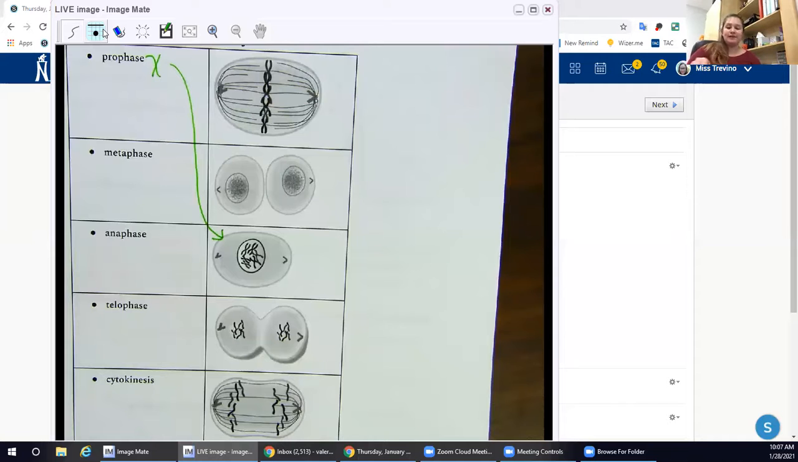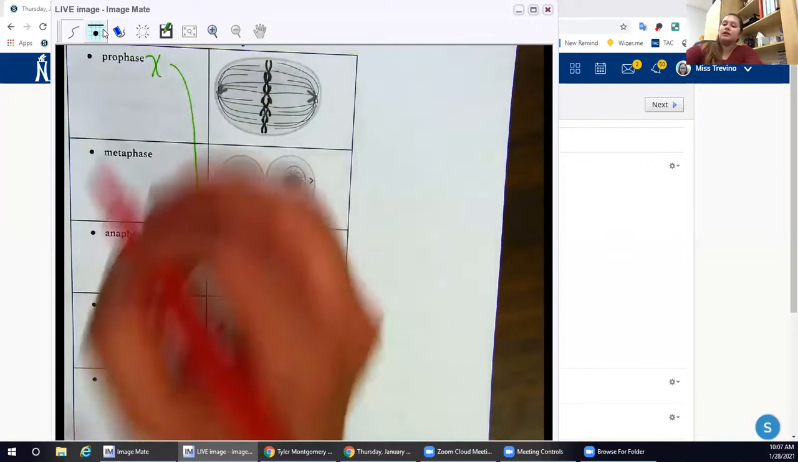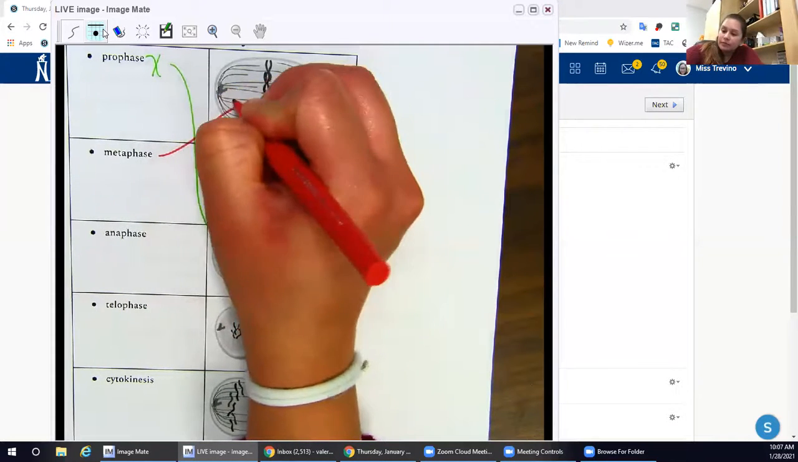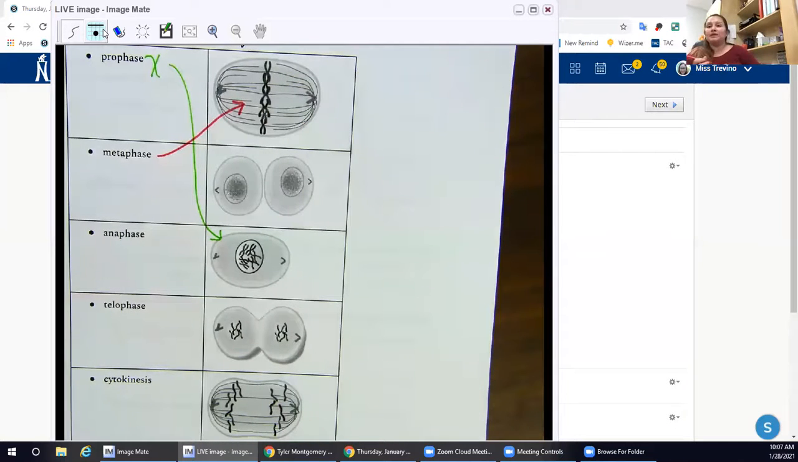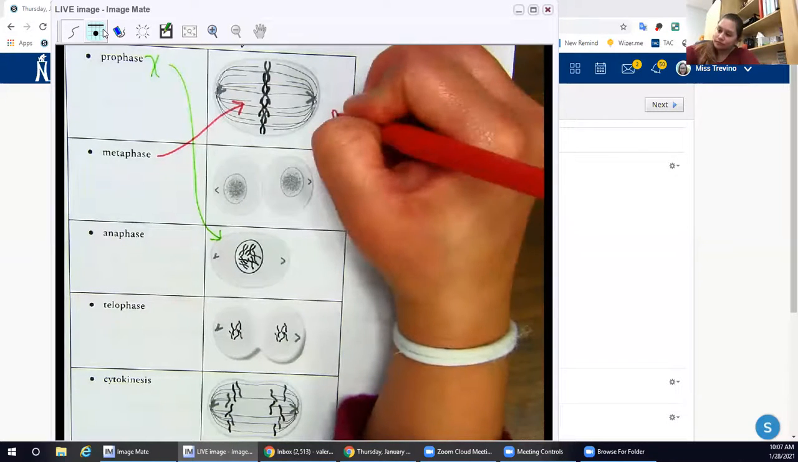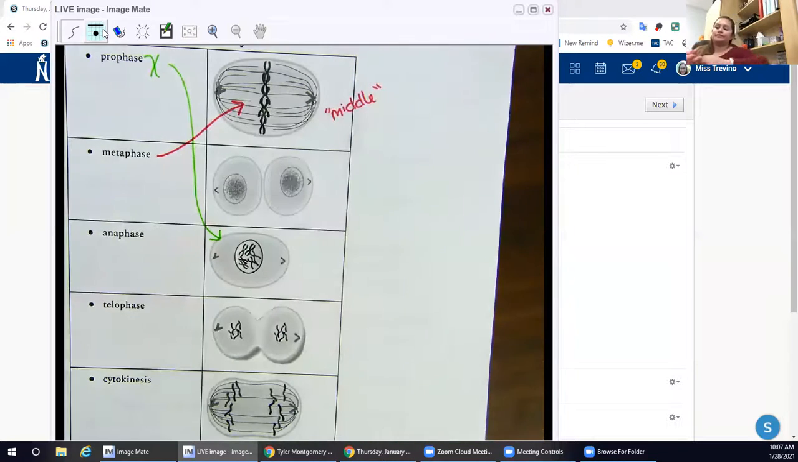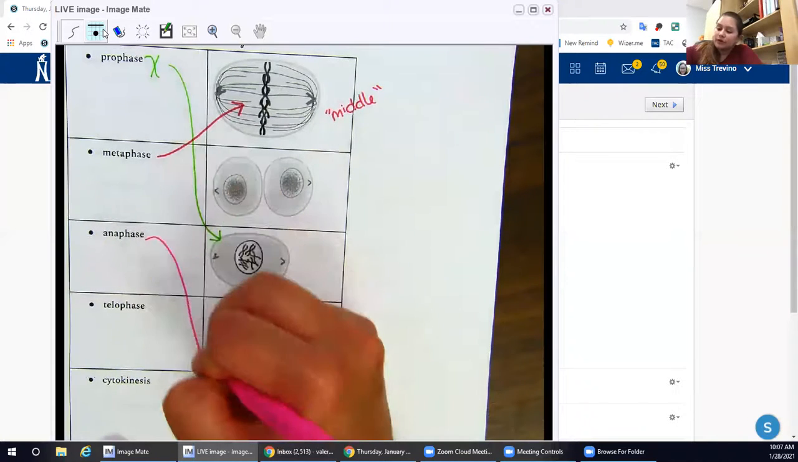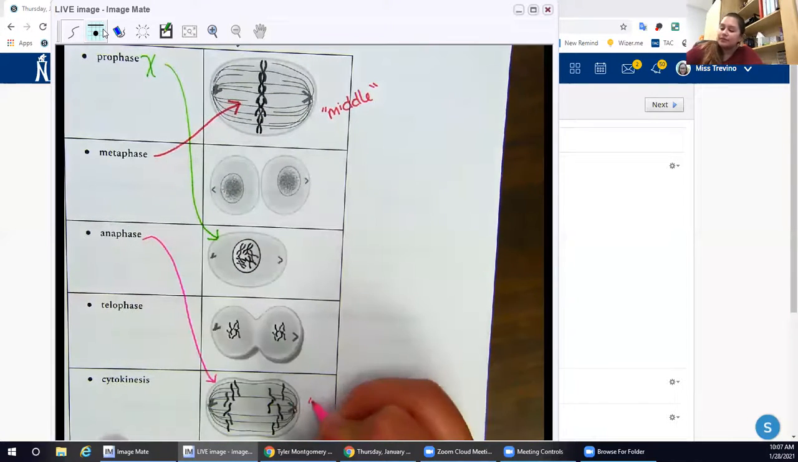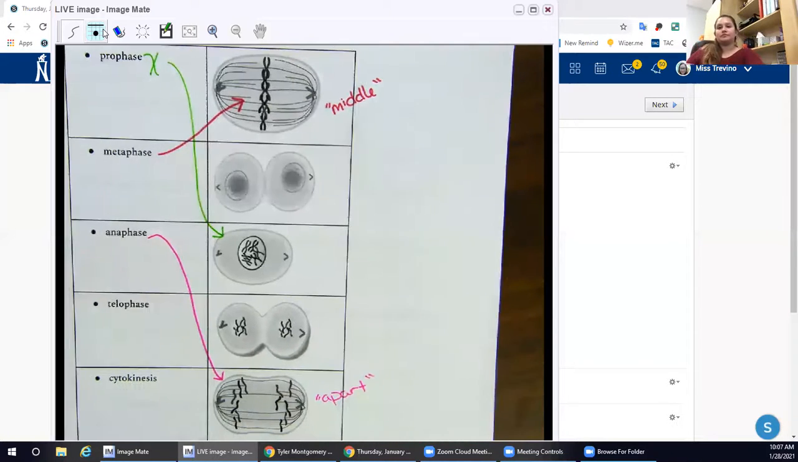In metaphase, everything's going to line up along the equator, along the middle. Metaphase. In anaphase, everything's going to come apart. So that's this image down here. Anaphase, apart.